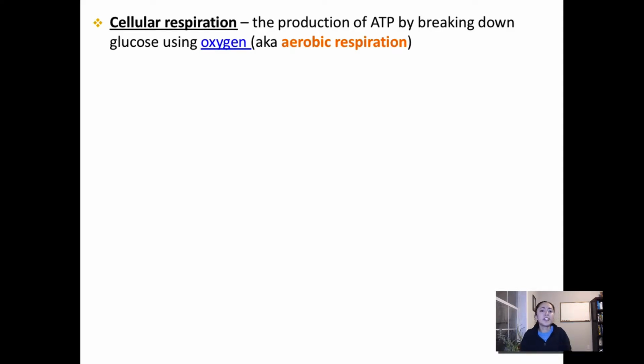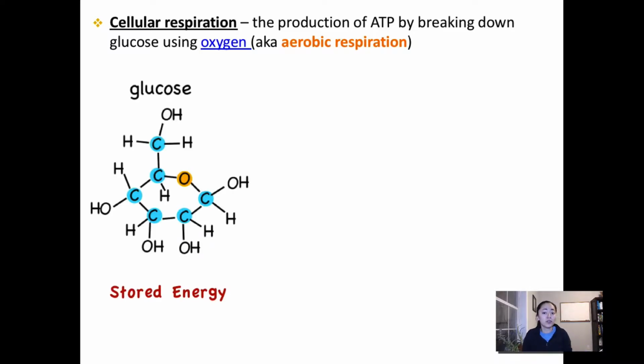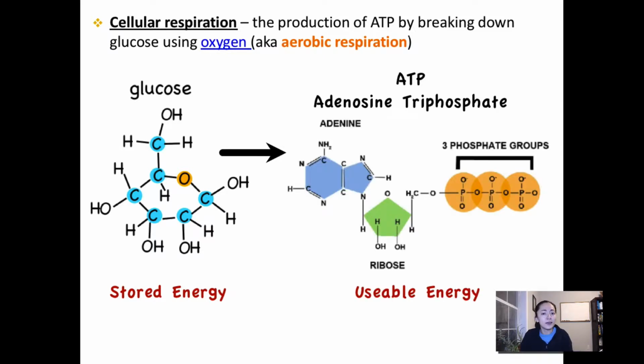What is cellular respiration? Cellular respiration is the process that organisms use to convert the chemical energy stored in sugar molecules like glucose to a usable form of chemical energy called ATP. This process requires oxygen and is therefore also called aerobic respiration. ATP stands for adenosine triphosphate. It is called a triphosphate because an ATP molecule contains a chain of 3 phosphate molecules.